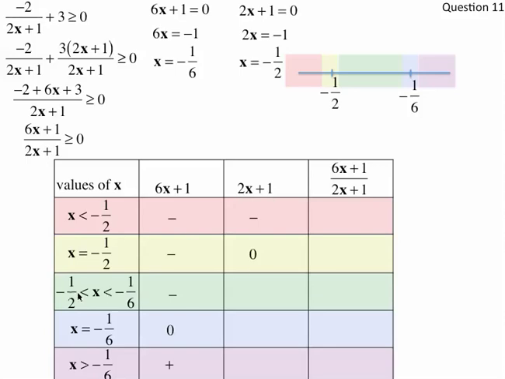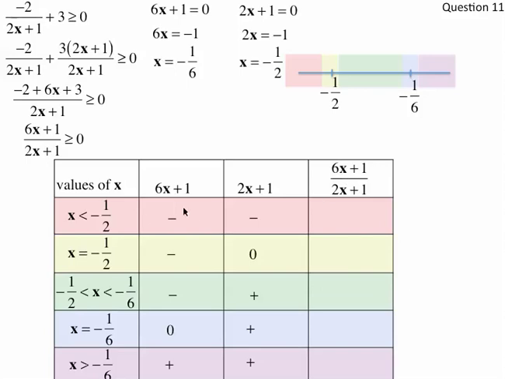When x is between negative 1/2 and negative 1/6, for example negative 1/4, 2 times negative 1/4 is negative 1/2, plus 1 is 1/2, which is positive. When x is equal to negative 1/6, 2 times negative 1/6 is negative 1/3, plus 1 is positive 2/3, so that's positive. And when x is greater than negative 1/6, when x is 0, for example, it's 1, which is positive.